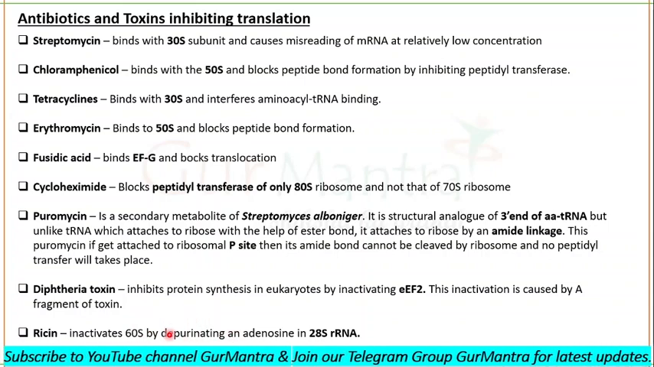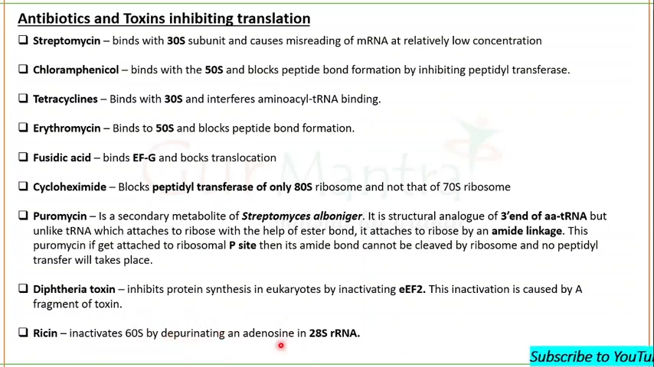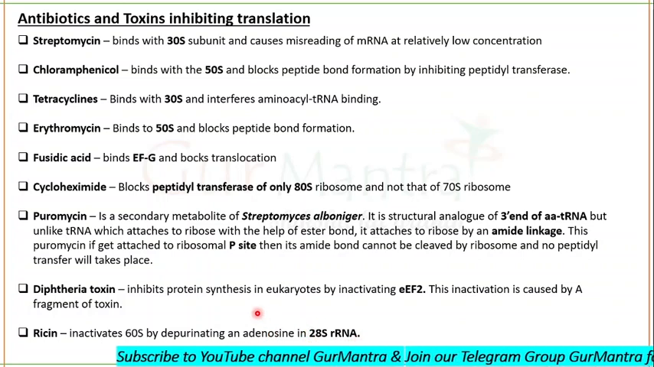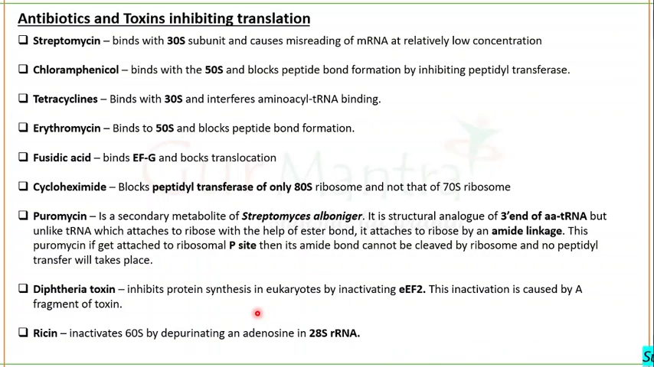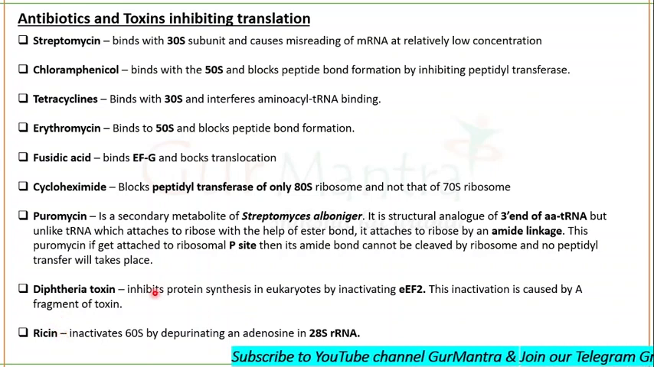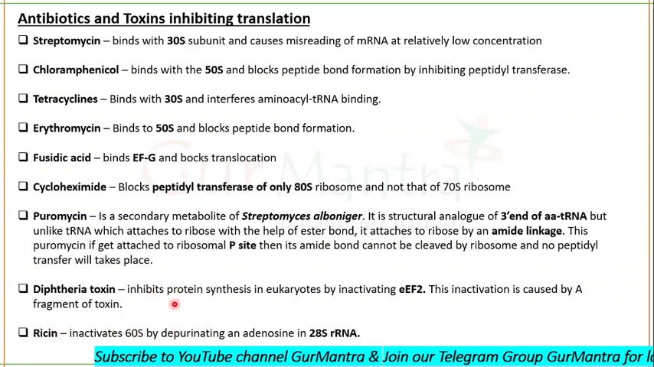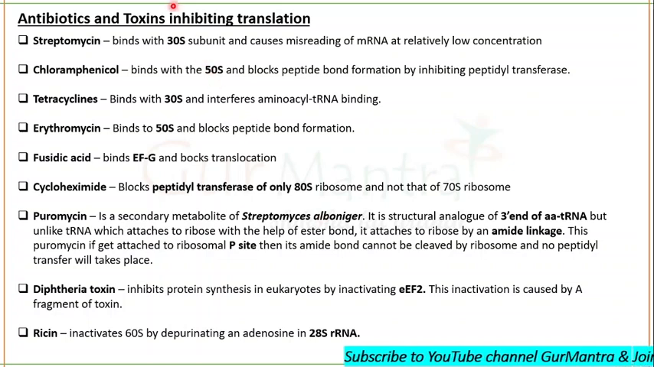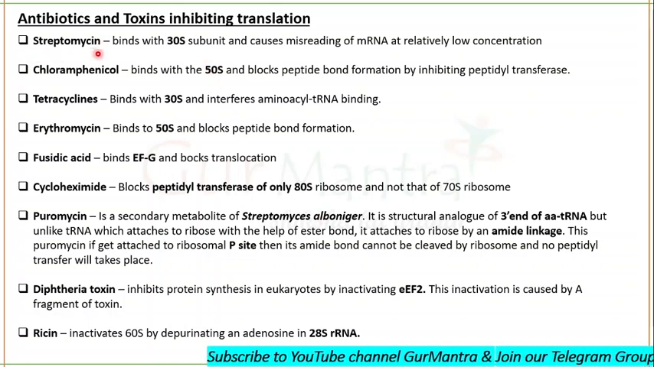depurinating. It will remove the purine from the adenosine in 28S rRNA. Now, I think your basics are clear about tRNA, RNA, adenosine, adenylic acid and all. So that's how you will be able to understand what I'm trying to tell you. Ricin will be inactivating the 60S subunit of the ribosome by depurination of an adenosine in 28S rRNA. Okay. So clear to you what is the role of streptomycin?